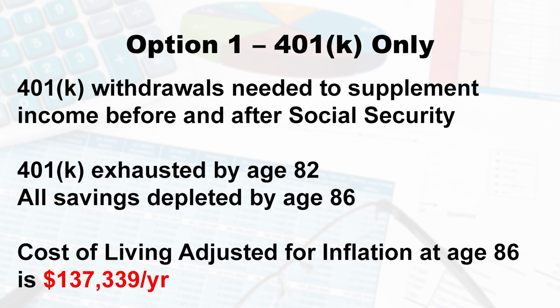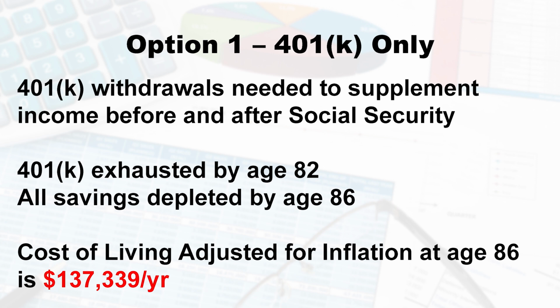So the option one that we have here, this is using his 401k only. This is like the investments only option. It's what most people are doing. So the 401k withdrawals are going to be needed to supplement his income before and after Social Security. Before Social Security because he's not going to take Social Security until he's 65. That means between the time he's 62, when he retires, and age 65, he's going to need to supplement the income there. After Social Security, he's going to need to also supplement the income a little bit because as inflation catches up, remember his pension isn't rising with inflation. So he's going to need to supplement more and more every year from his 401k in order to keep his income where he wants it to be.